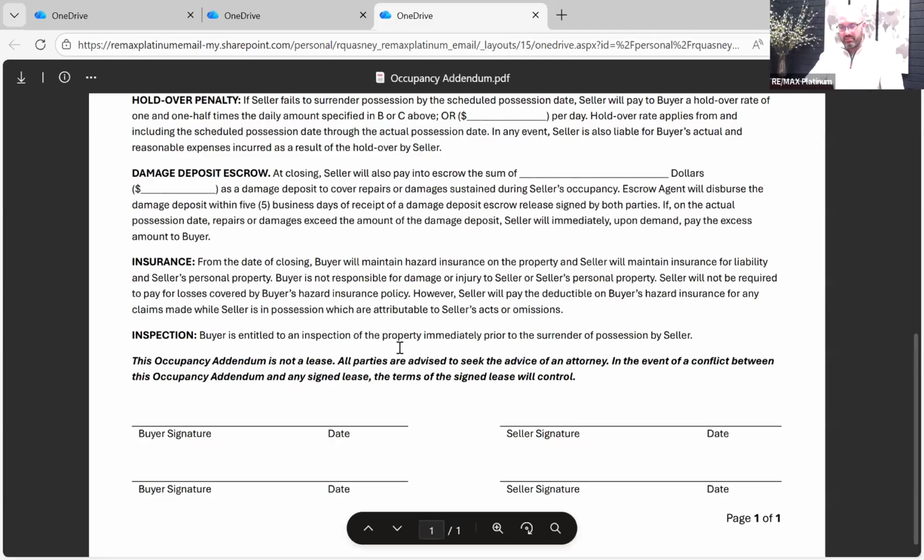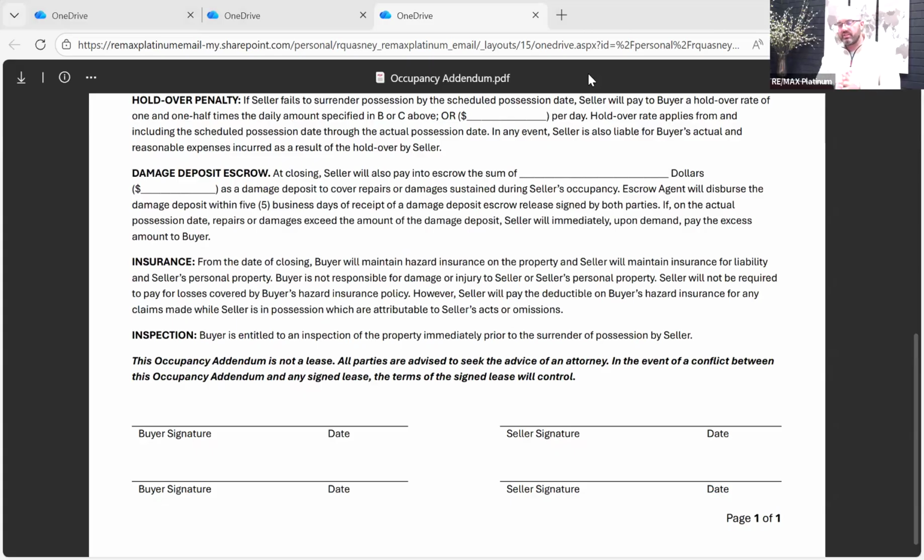It's hard to say what would happen if there's a cracked window and it's a fight between, did the crack occur before or after closing? I don't know how a judge would rule in that regard, but I just know that as far as the contract is laid out, the seller is only responsible for damage that occurs during the occupancy period, as far as this damage deposit escrow and all that.